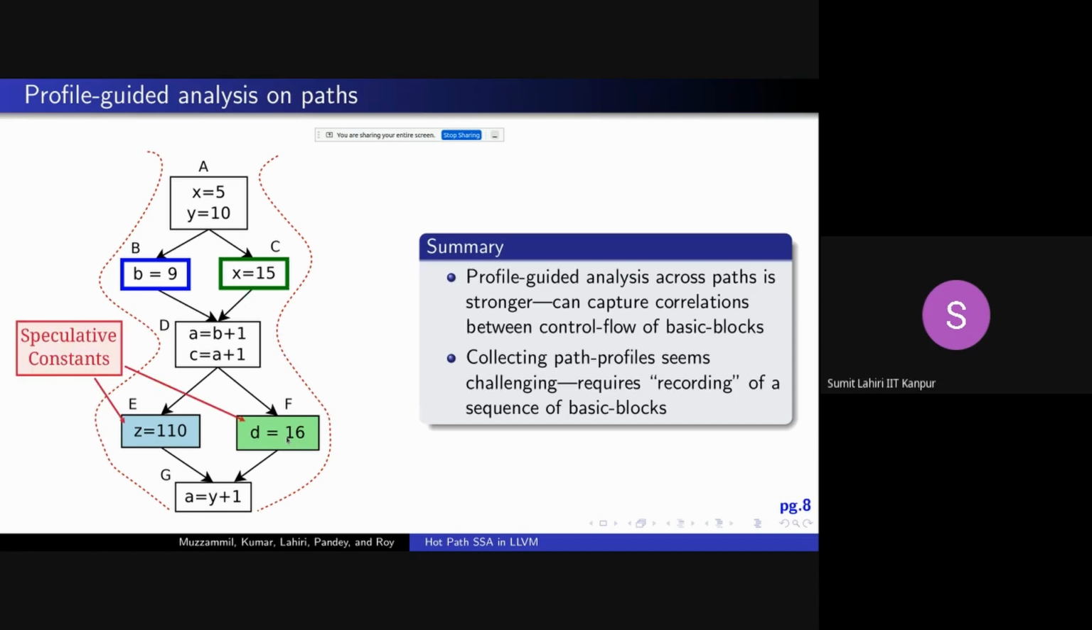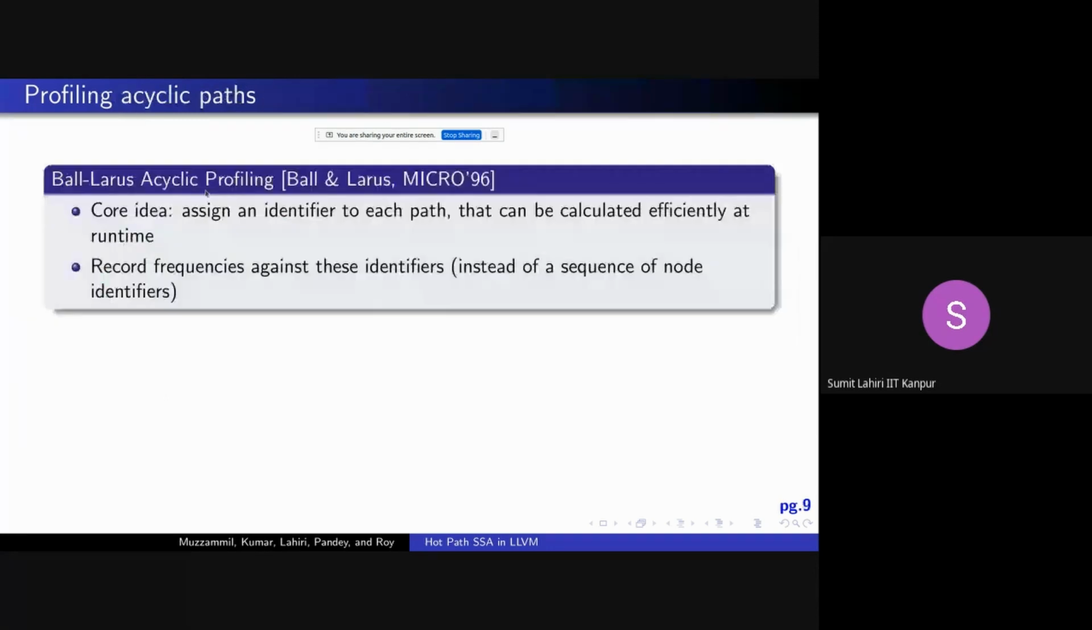These red paths could be paths which are frequently executed. In our terminology, we call them hot paths. And we could speculatively say that Z and D are two constants along two different hot paths. The idea is to capture this profile information, or this summary information, in the analysis itself.